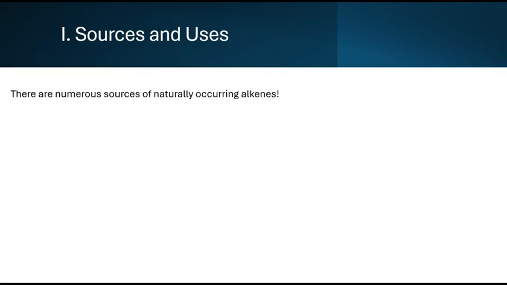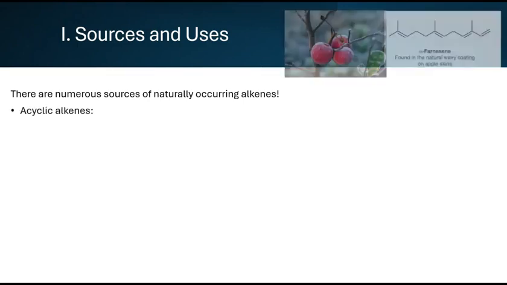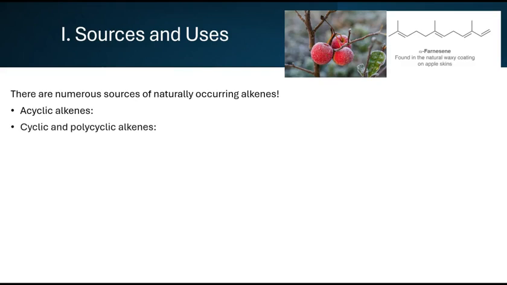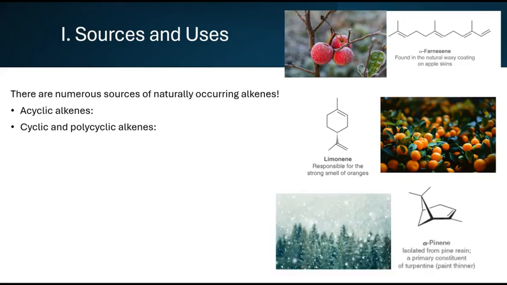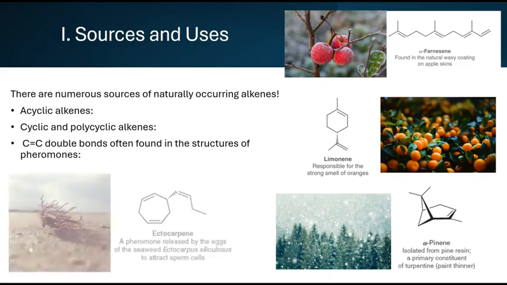1. Sources and uses. There are numerous sources of naturally occurring alkenes. Acyclic alkenes may occur as alpha-farnesene, found in a natural waxy coating on apple skins. Cyclic and polycyclic alkenes: limonene is responsible for the strong smell of oranges. Alpha-pinene is isolated from pine resin and is a primary component of turpentine, or paint thinner. C=C bonds are found in structures of pheromones, such as ectocarpene, which is a pheromone released by the eggs of seaweed to attract some sperm cells.